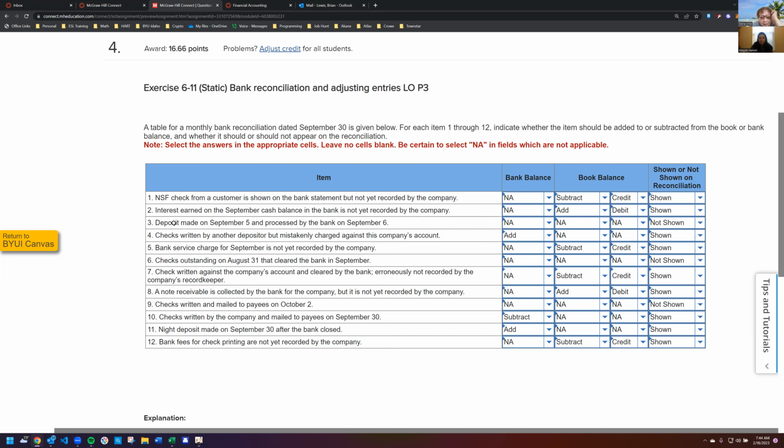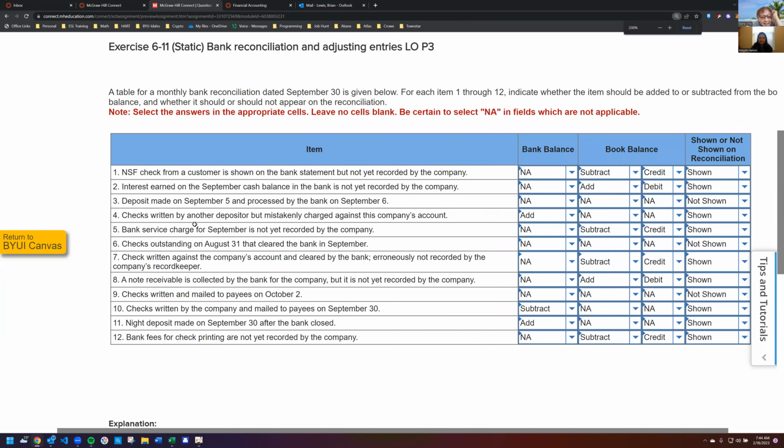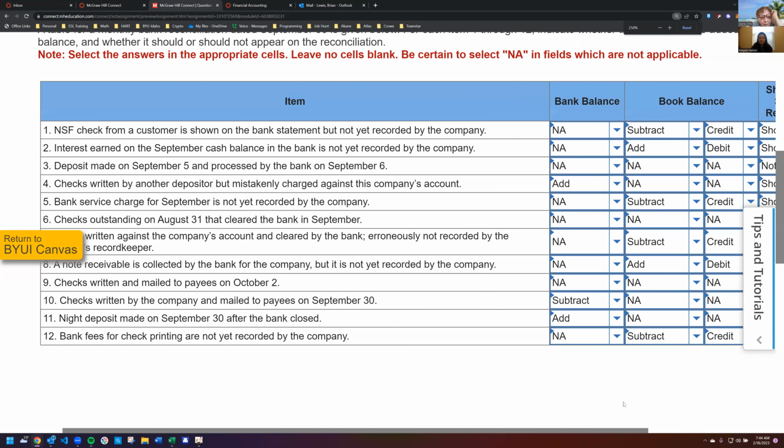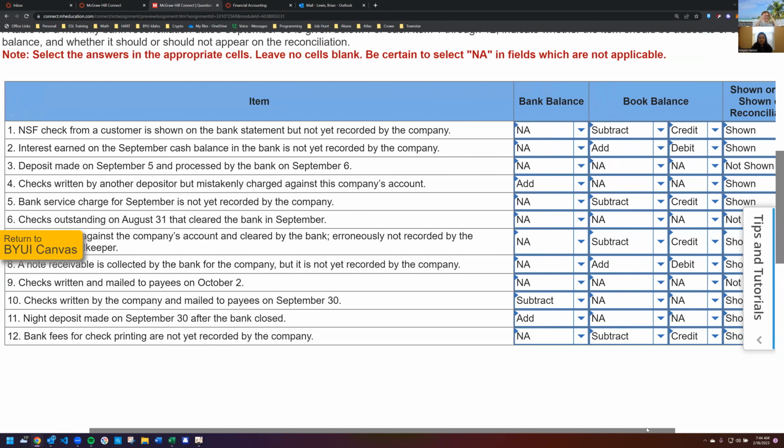Is this helpful, going through these individually? Yes. Okay, let me make it a little bit bigger for you. I'm not sure if I can make it totally bigger and get everything in here, but let's see if we can do that. So you don't have to squint too bad. You see me do that.